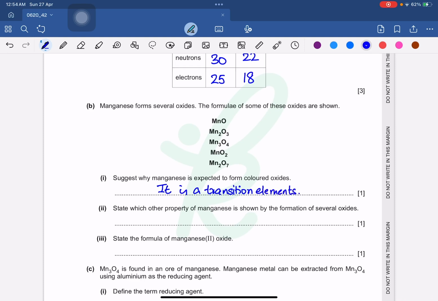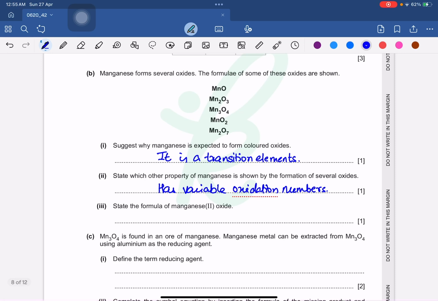Next, state which property of manganese is shown by the formation of several oxides. So formation of several oxides means manganese has variable oxidation state. So the answer for this will be: has variable oxidation numbers. Next part, state the formula of manganese(II) oxide. Now manganese(II) means Mn has a charge of +2, whereas oxygen has a charge of -2. So the formula of the compound becomes MnO.